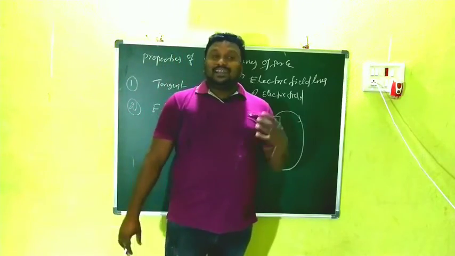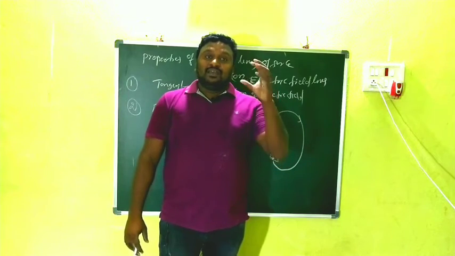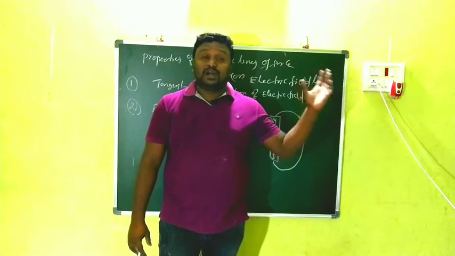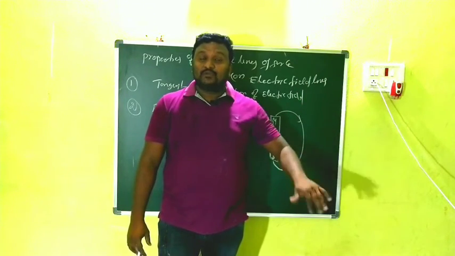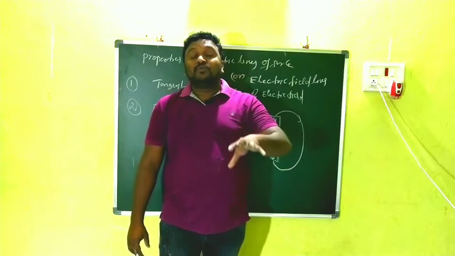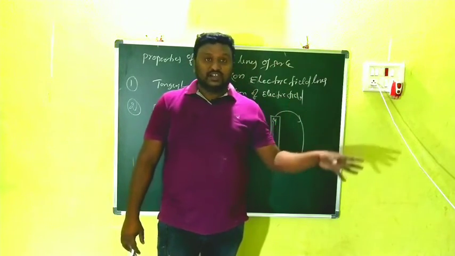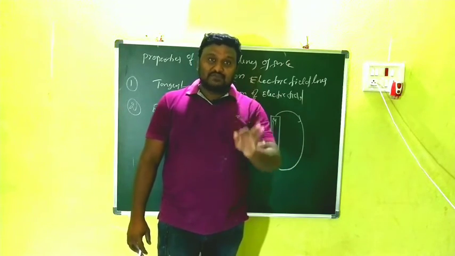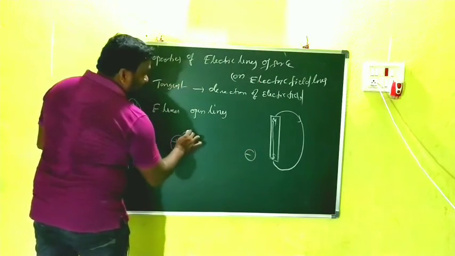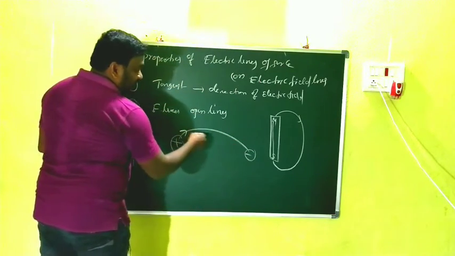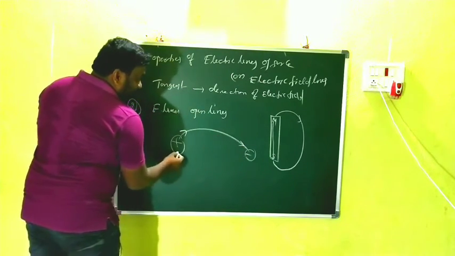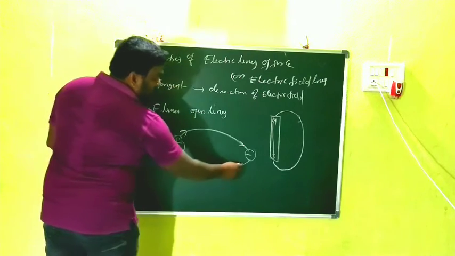Clear? Already it is in 10th class, I think. Here magnetic field lines are closed lines because outside the magnet they move from north to south, but inside the magnet they move from south to north. But in the case of electric field lines, they move only from positive charge to negative charge. For example, this is the dipole, plus and minus. Here the electric field line starts from the positive charge and goes to the negative charge.